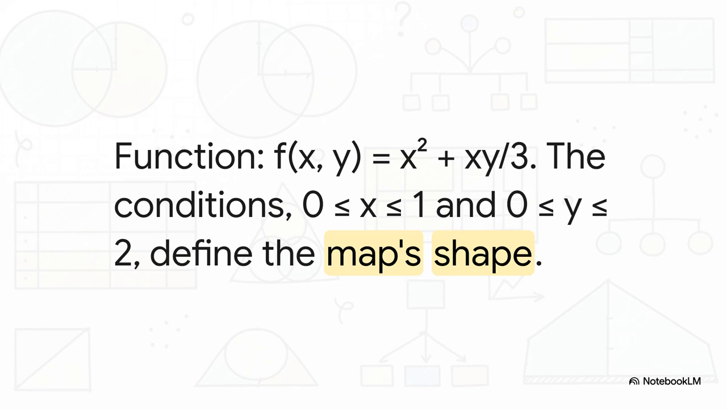Okay, here's the joint probability function. Now don't get hung up on the formula itself. Seriously, ignore it for a second. The really important part, the part that tells us the story, are those conditions. They're telling us x can be anything from 0 to 1, and y can be anything from 0 to 2. That's what draws the borders of our map.